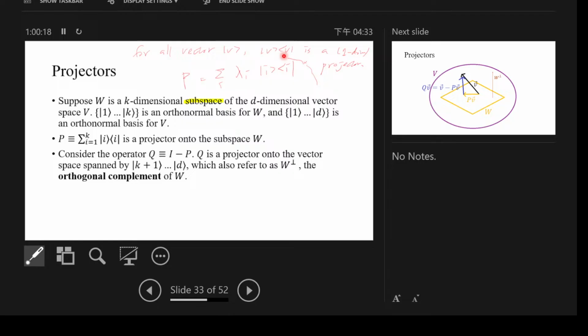Okay. And anyway, we see that projectors can always be written as a sum over i of projectors onto i. And now let's talk a bit more about linear algebra and geometry, a geometric interpretation of projectors. So why are they called projectors? Because if we have some W as a subspace of some space V.